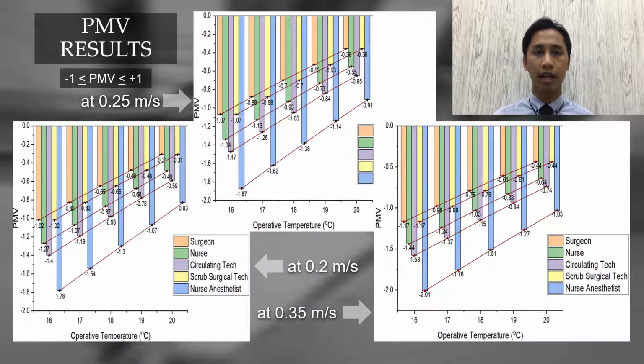The nurse anaesthetist has the lowest metabolic rate and insulation because they spend most of the time sitting in front of the anaesthetist machine. Hence, the heat from the machine and light can balance the coolness they experience.